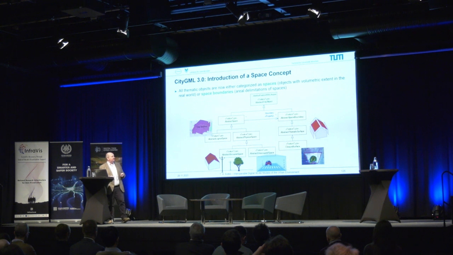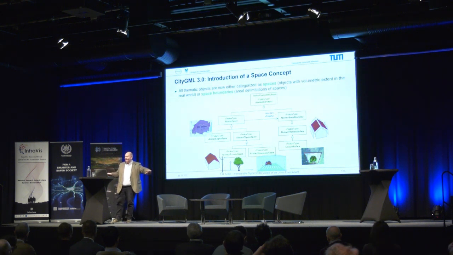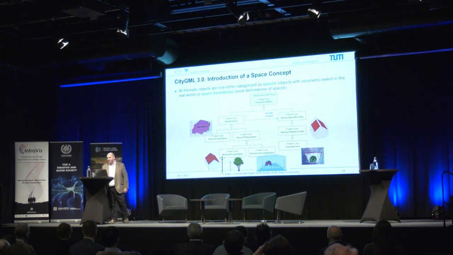We have introduced a new concept in CityGML version 3, and that's basically a space concept. The idea was to simply say, okay, when we look at the urban space, we can say everything in the real world that is of interest to us is either occupying space, so it's volumetric in its extent, or it's building the boundary between two other volumetric things. Just as an example, the terrain model. The terrain model typically is a surface, and that's just the boundary between the ground space and the airspace.